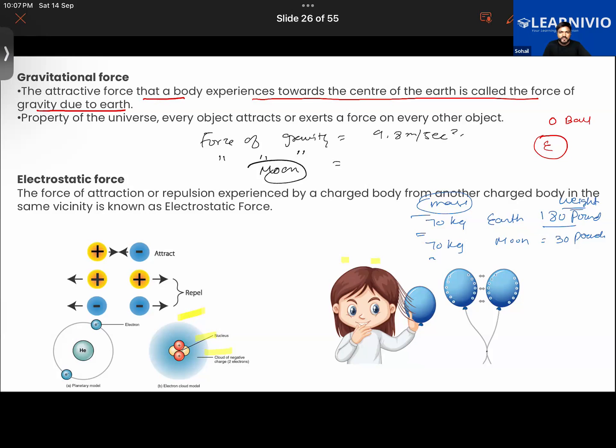Then on what factor will the gravitational force depend? If the bodies are far away from each other, then the force of gravitation between them will decrease. The force of attraction will decrease.